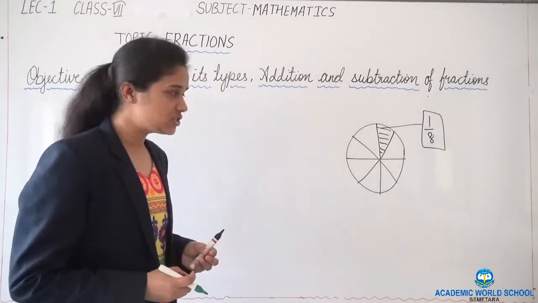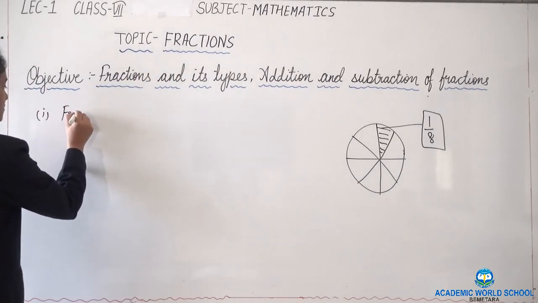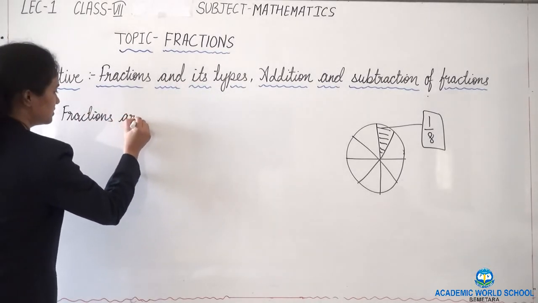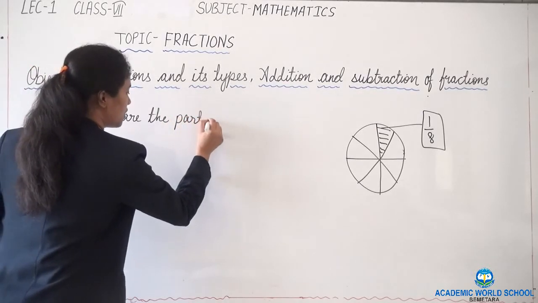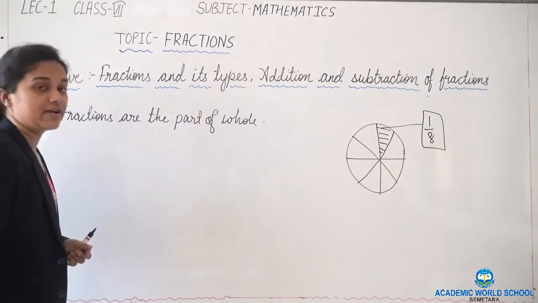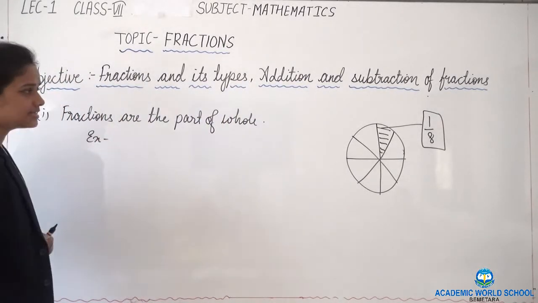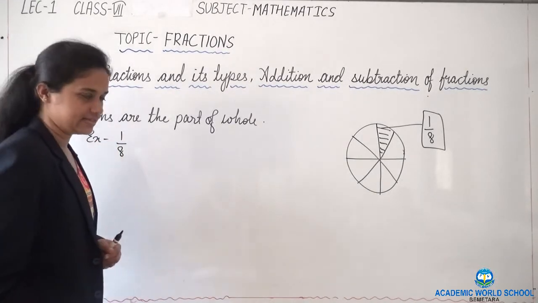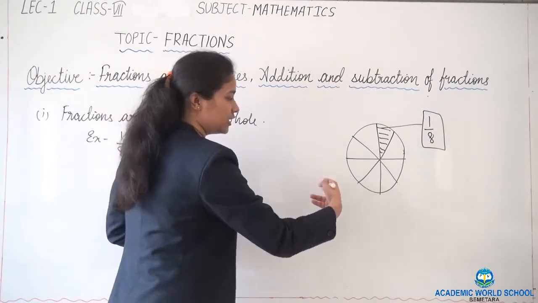So what the definition says? It says that fractions are the part of whole. Example, as I divided a cake into 8 parts, so I got 1 by 8. As one slice is 1 by 8 of the whole.